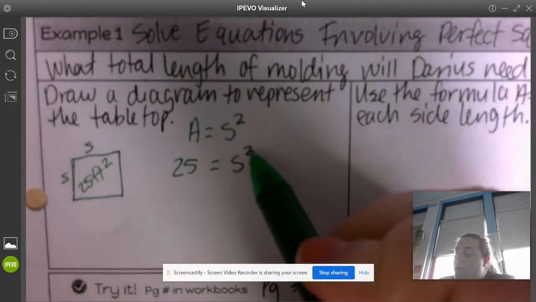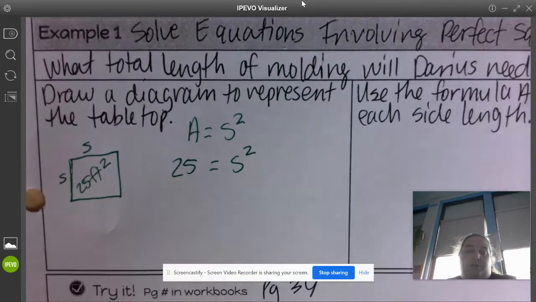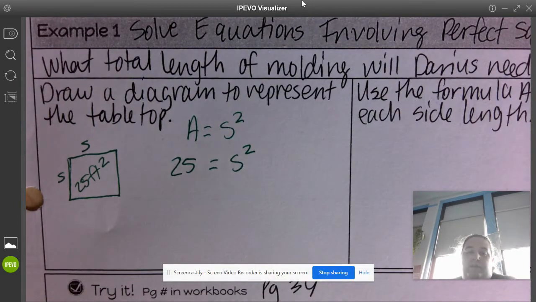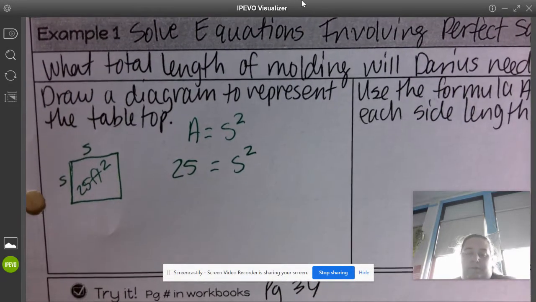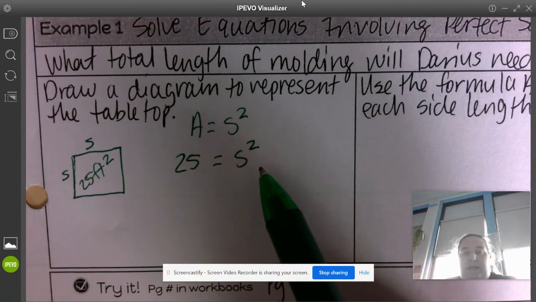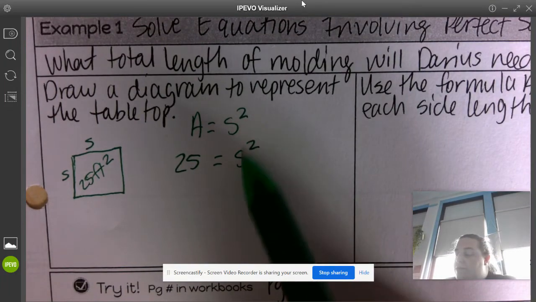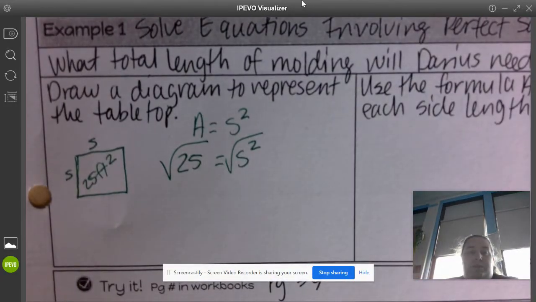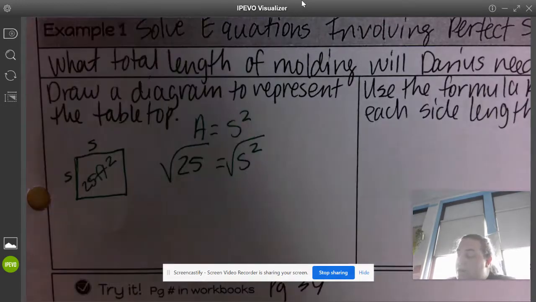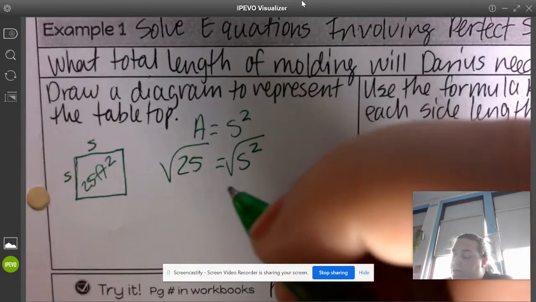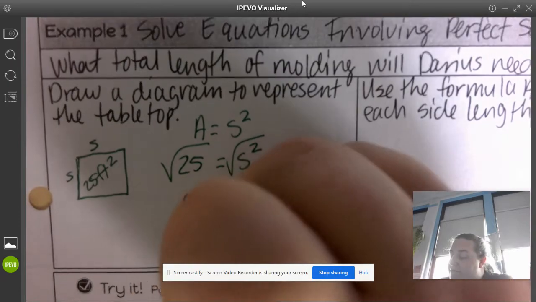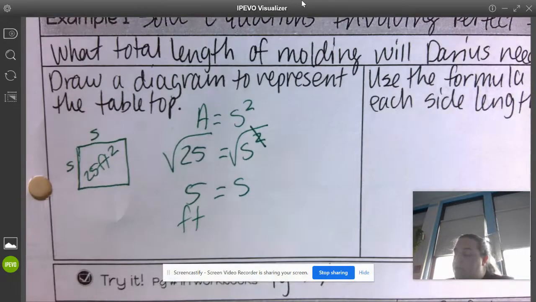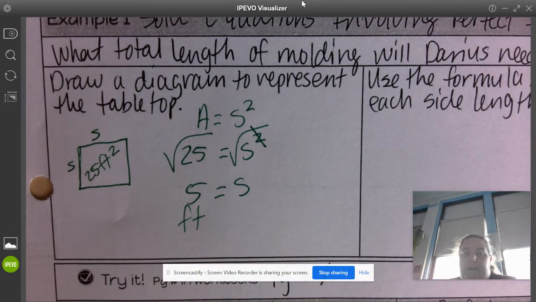So whenever we're solving equations, we always want to do the inverse. For example, if I saw addition, then I'd want to do subtraction. If I saw multiplication, I'd want to do division and so forth. That's the same thing here. So the inverse of squaring a number is to take the square root. And we know what we do to one side of the equation, we do to the other. The square root of 25 is 5, and these cancel out, leaving you with S. So that means each side is 5 feet.